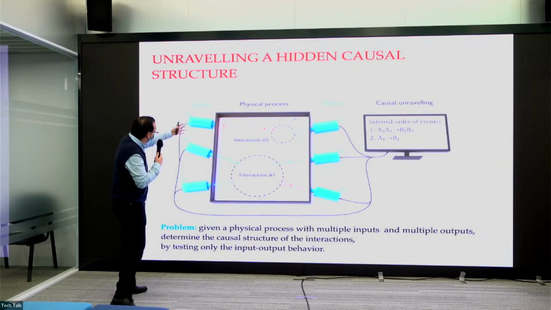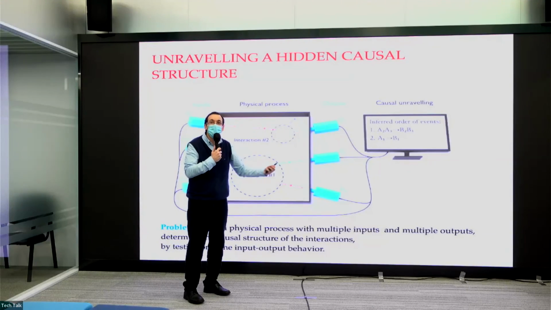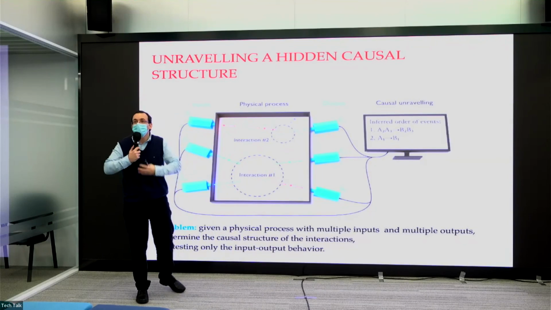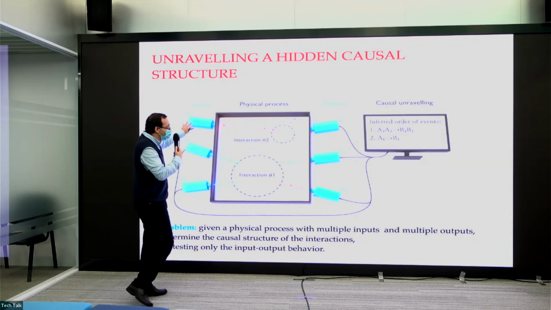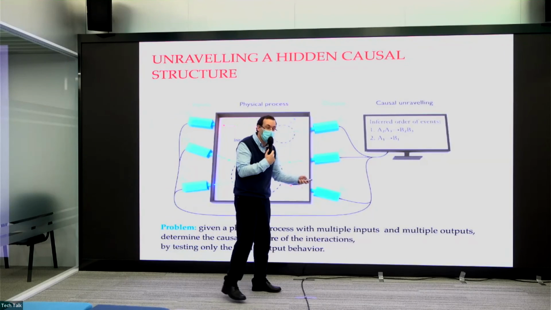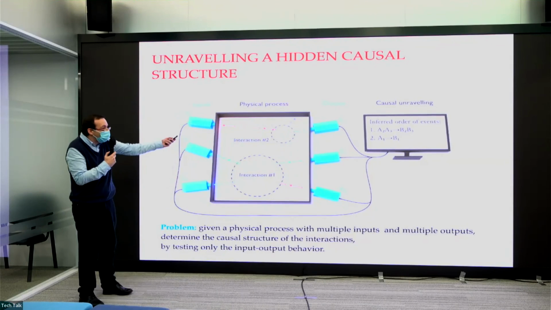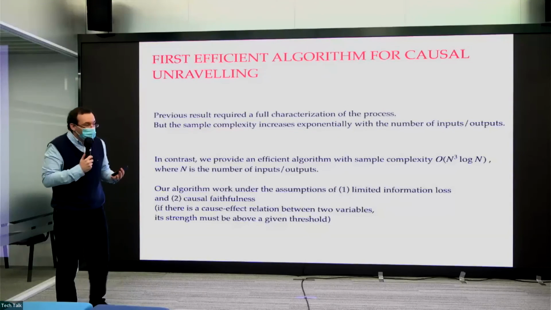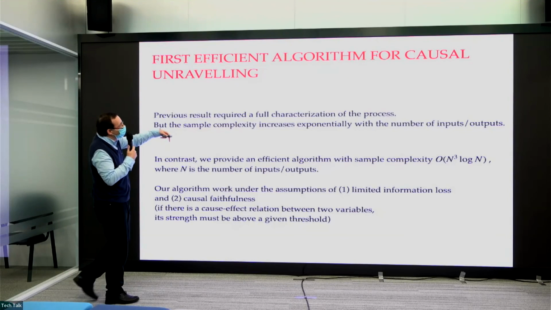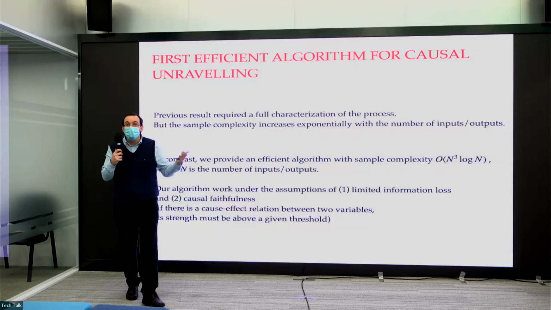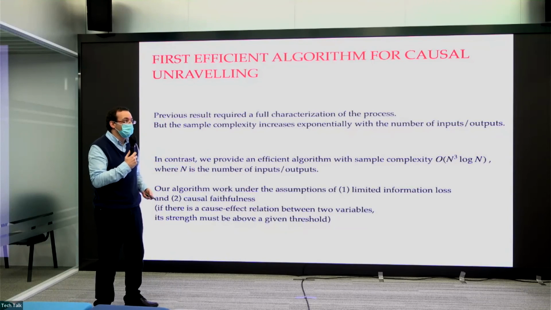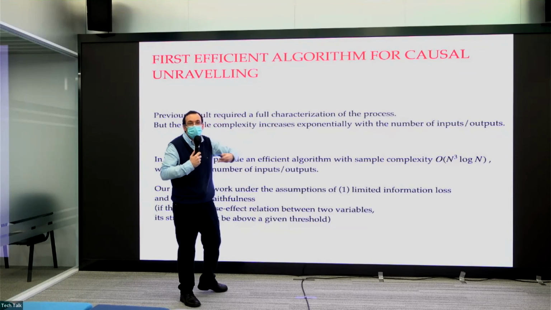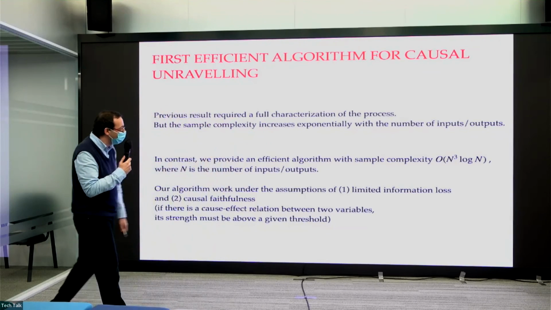So you would like to find out, just from the input-output behavior, what is the internal structure of this device. This could be a chemical reaction, or a nuclear reaction where you see only the inputs and the output products. So how can you unravel the internal structure? This was again a problem of causal characterization. Previous results required a full characterization of the input-output behavior, which cannot really be done because this behavior is exponentially complex. So this would require exponentially growing statistics.